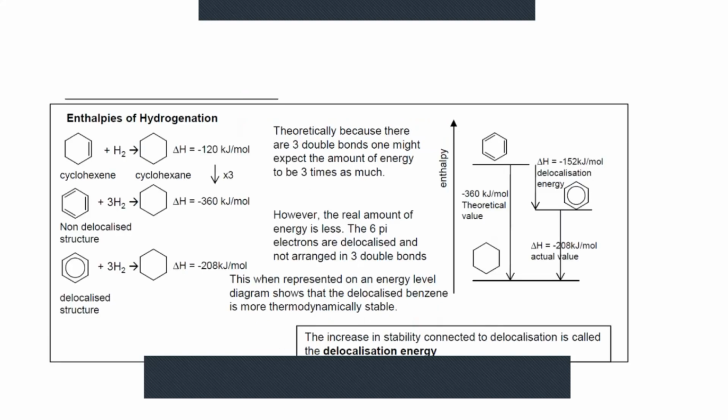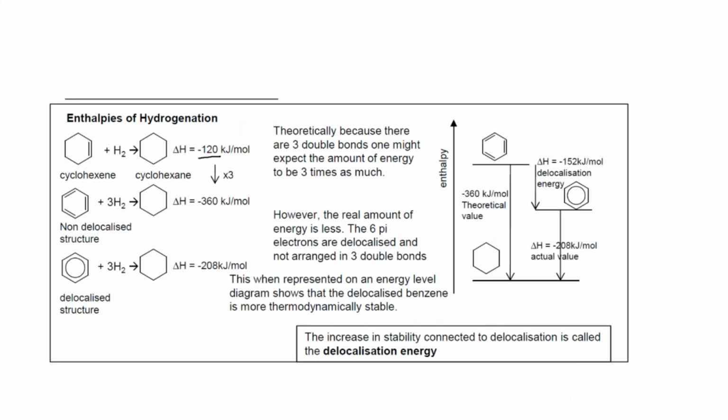This is the same thing as the enthalpy change of hydrogenation. I just discussed the enthalpy change when one hydrogen molecule is added to cyclohexene, so the energy is minus 120. If we have a benzene ring, according to Kekule the double bonds are stationary. But in reality, the double bonds in a benzene ring are not stationary. They are delocalized double bonds, continuously changing position. So when hydrogen is added, according to the Kekule model it is minus 360, but in reality it's only minus 208.